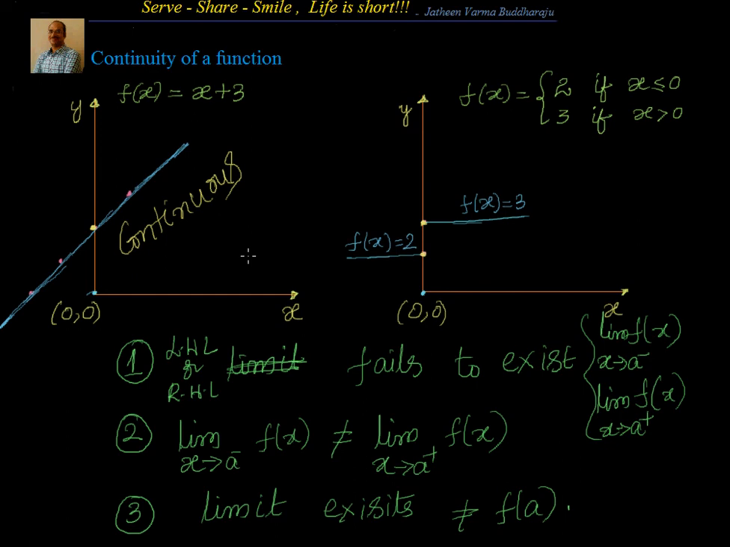A function is said to be left continuous if only the left hand limit exists and is equal to f of a. A function is said to be right continuous if the limit exists only on the right hand side, that is limit of f of x as x tends to a plus is equal to f of a. A function is said to be discontinuous if one of the left hand limit or right hand limit fails to exist. Second, they exist but they are not equal. Third, they exist and are equal but they are not equal to f of a. With any of these conditions, we say that the function is discontinuous at the point x equal to a.